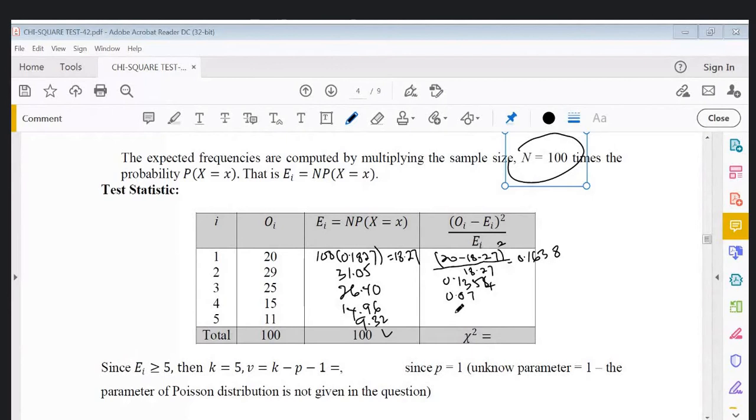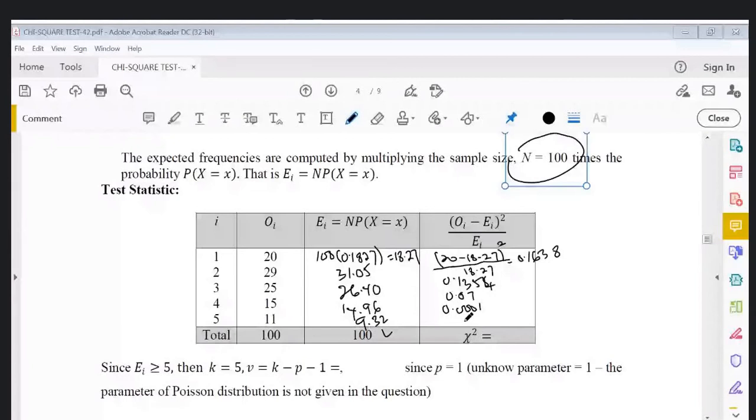Next again. What else? The calculation for this one, power 3, 0.0001. Okay, the last one is 0.3308. After that, sum all of these.